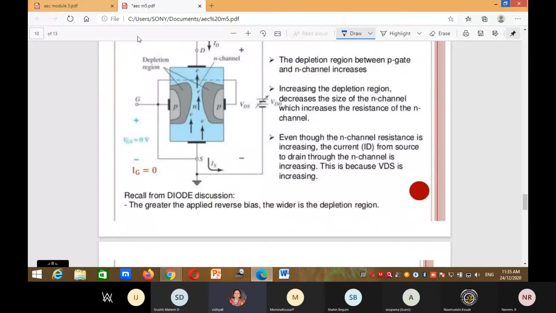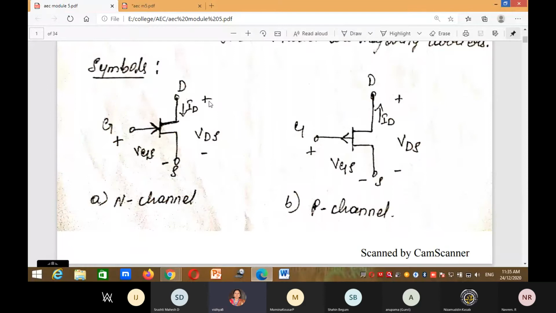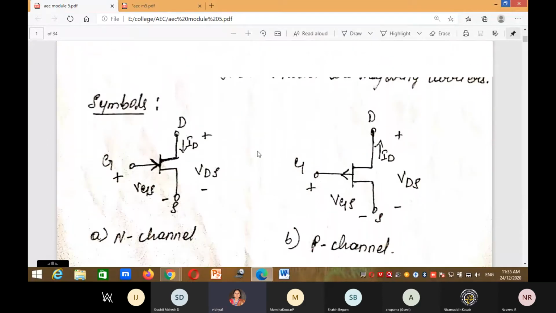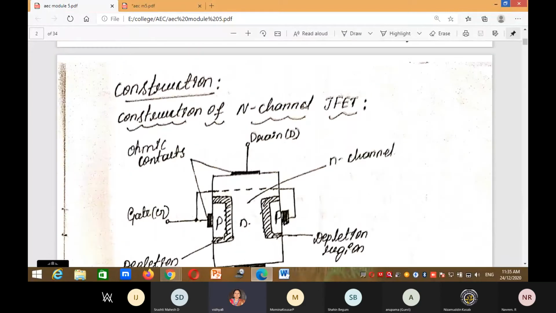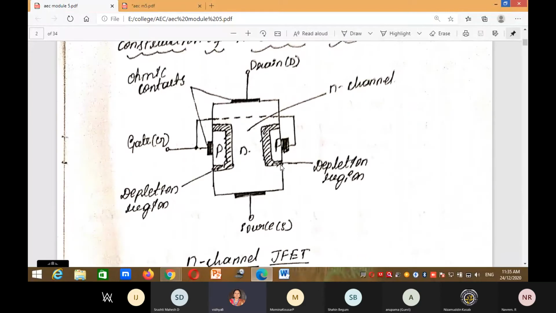Next, go back to the FET part. Till now I have explained casually. Let's go back to the normal syllabus. This is the construction of N channel JFET. These are the ohmic contacts. You can observe these two are ohmic contacts. This is also an ohmic contact. This is a depletion region. And this is the gate, drain, and source.